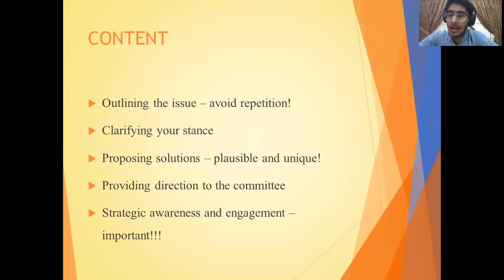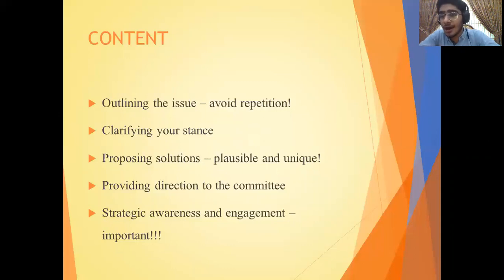The second important element in terms of content is clarifying your stance. Again, this varies in terms of how much time you're going to be spending on this, and how much importance you're going to give to this. This varies according to the committee you're in and the country you're representing. If your country or your personality is absolutely crucial and central to your topic, then I strongly advise spending a large chunk of your speech clarifying your stance, telling the committee exactly what your policy objectives are in the particular subtopics within the larger topic.